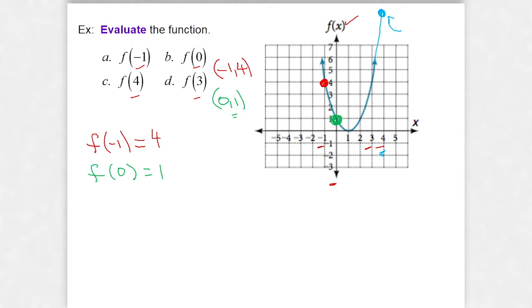Well, let's find the point when the input is 3. What would the coordinates of that point be? It would be 3 and 4. So the input would be 3, and the output would be 4. If I ask you to evaluate the function at 3, you would say the output that corresponds to it would be 4. Beautiful. Thank you very much.